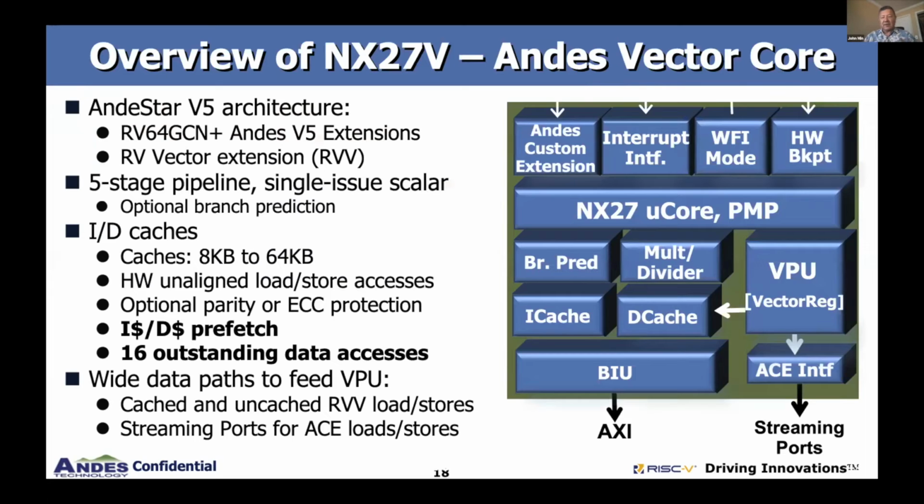Here's a CPU that encapsulates all this. We call it NX27V. It's a 64-bit processor, RISC-V plus AndesCore extensions. It has a 5-stage CPU pipeline, scalar pipeline. It does have big options, larger caches, 8 kilobyte to 64 kilobyte.